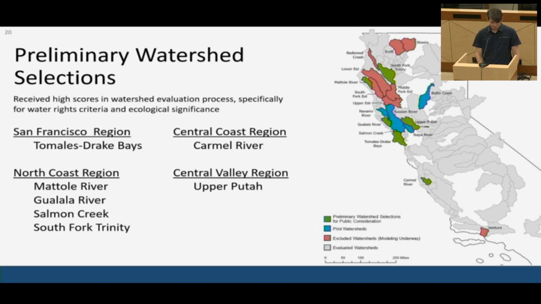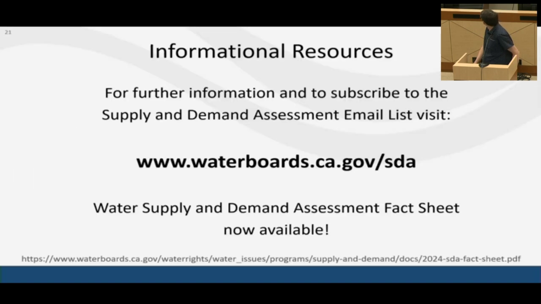And the South Fork Trinity is located in the North Coast region. It received high scores for water demand. It also contains the Upper and Lower Hayfork Creeks, which were nominated by the North Coast Regional Board as important sub-watersheds due to their high water demand and critical dry conditions as well. And with that, I will pass it back to Alyssa. Thank you.